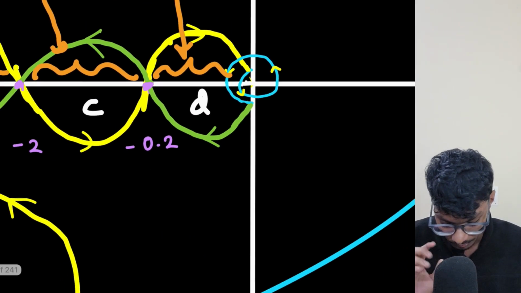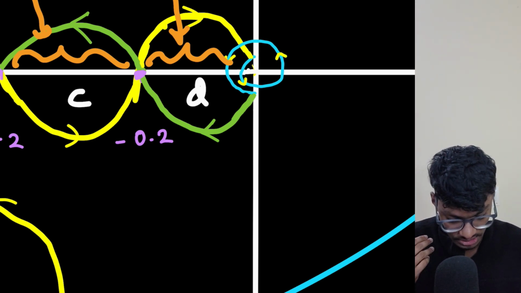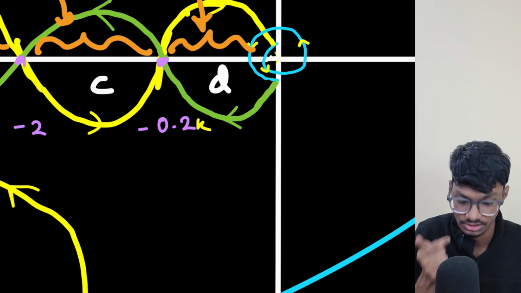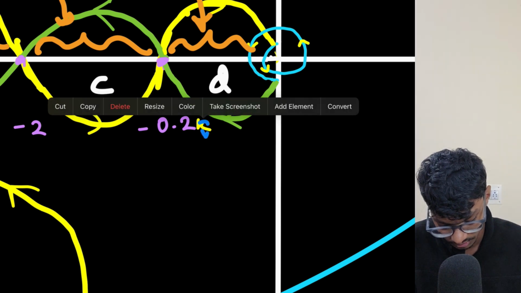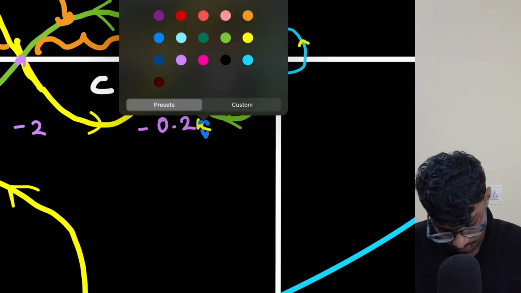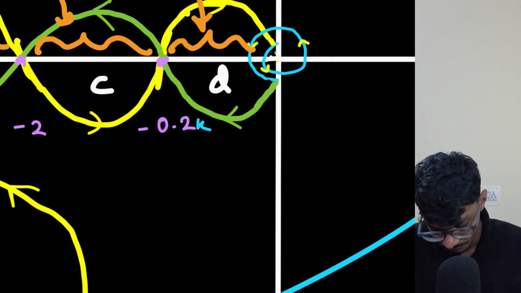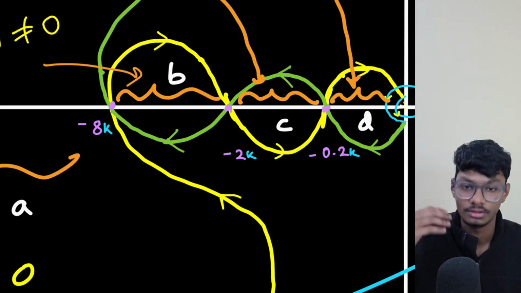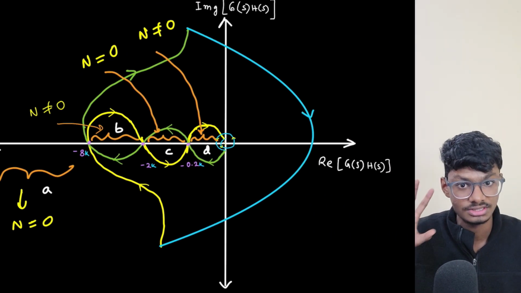So what I will do is write these different regions as functions of k, which is easier for me to understand. This region of the two intersections is minus 0.2k. And this is minus 2k, and this is minus 8k. If my k is 1, this is like the previous one as shown in the question.